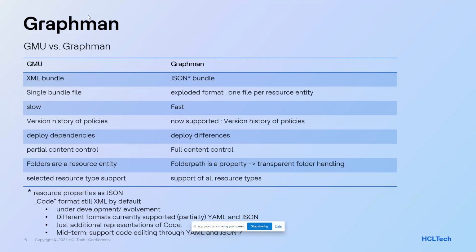My experience with GMU, especially when you do exports, is that it is very slow. Compared to Graphman, it's just fast as hell. Sorry for this wording. Anyway, I'm really excited. I mentioned the next point just because this has been changed recently. When you update a policy or a service with GMU, the beloved revision history is of course maintained as well.